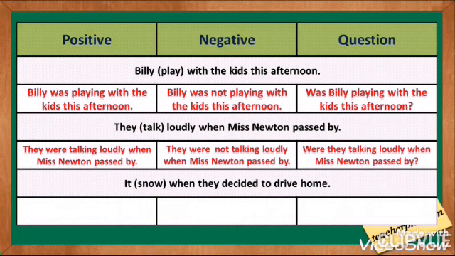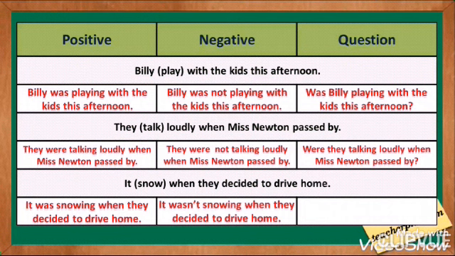The last example for us, it snowed when they decided to drive home. The short action is they decided to drive home, after when, and before when is the long action. So it will be it was snowing when they decided to drive home. And the negative: it was not, or it wasn't, snowing when they decided to drive home. The question: was it snowing when they decided to drive home?